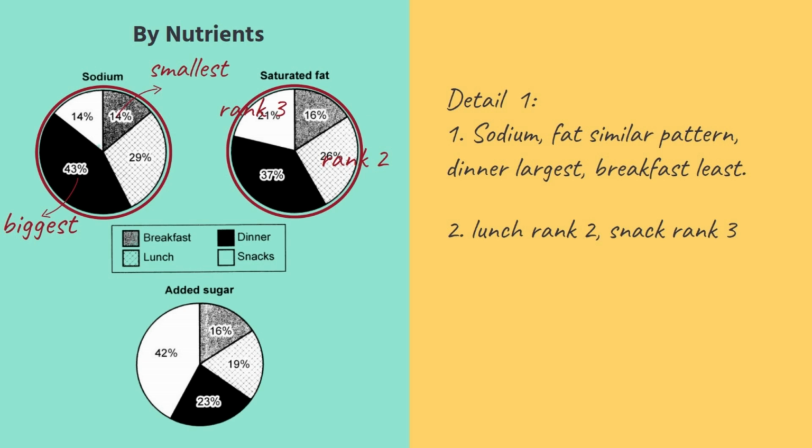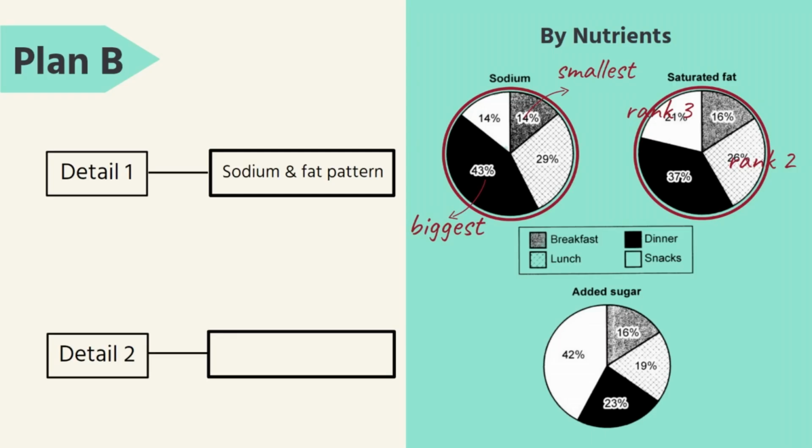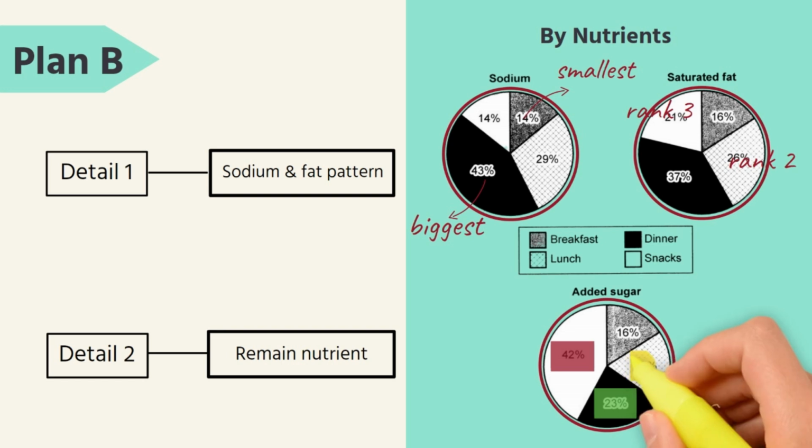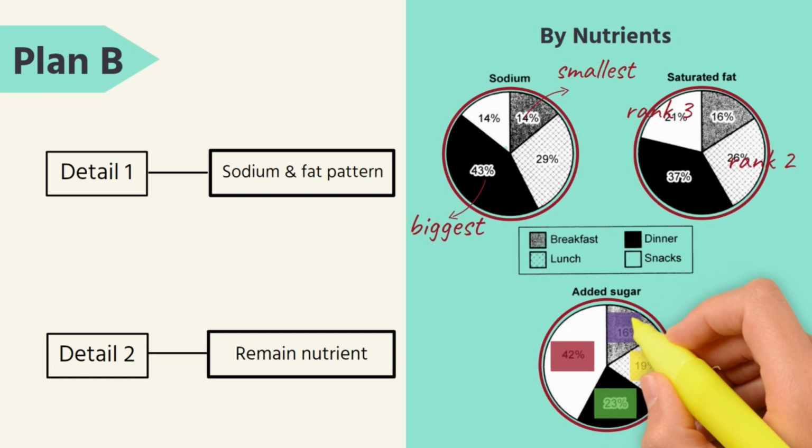Now for plan B, detail paragraph 2, we will describe the nutrients. We will emphasize differences in how each nutrient is distributed. First, we can compare added sugar with sodium and saturated fat patterns. The dominant share changes from dinner to snack. Then, snacks, the largest source, almost double that of dinner. Lunch consistently holds the middle position across all 3 nutrients. Last, breakfast is the lowest contributor in all categories.